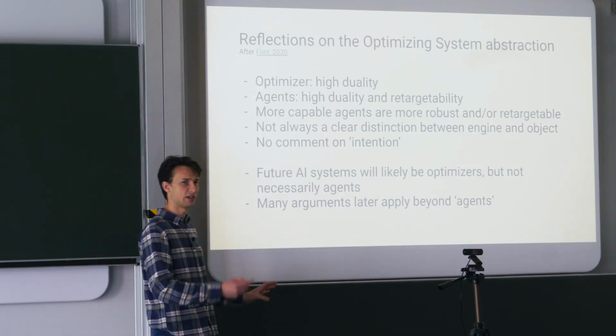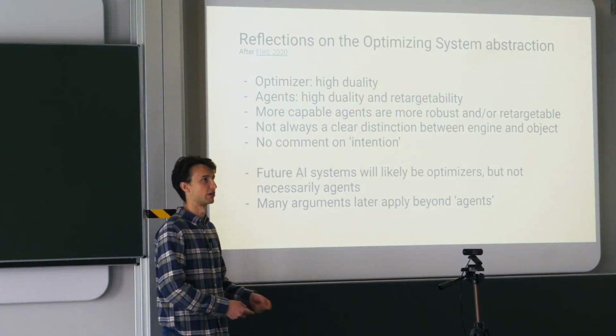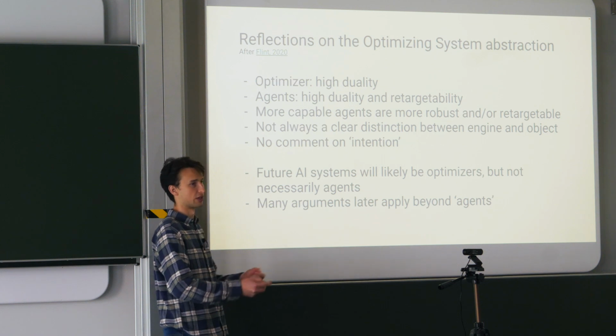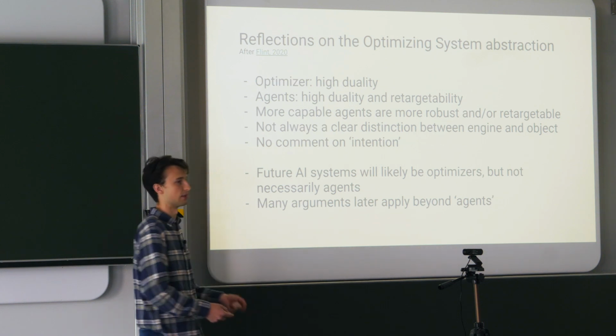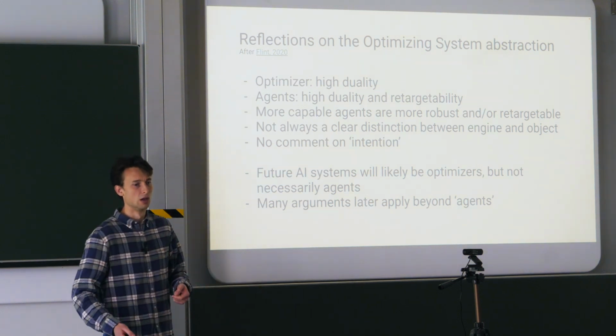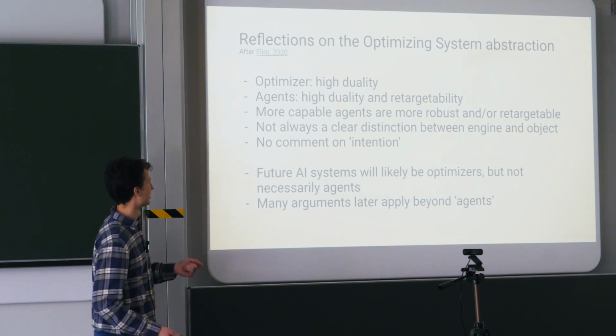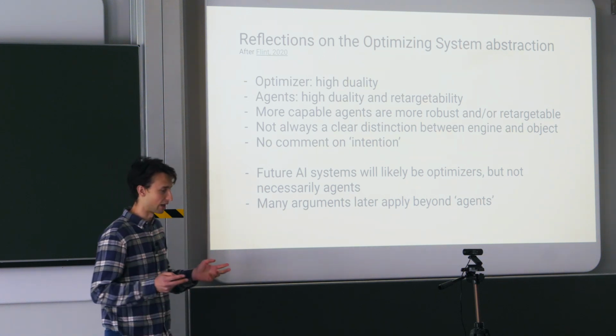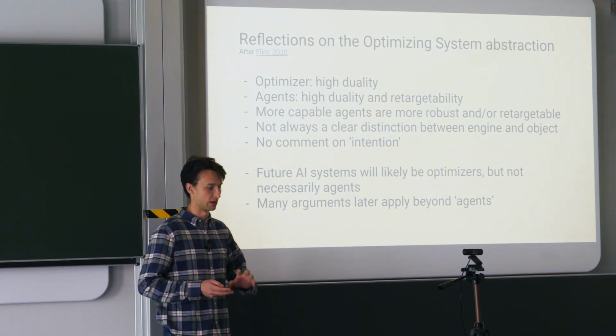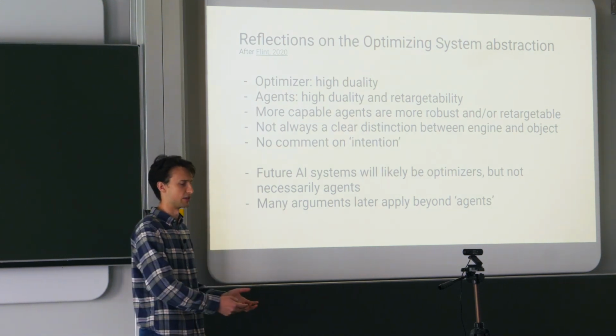Again, these are kind of fuzzy arguments, but I think it's instructive to think about different physical systems that display these sophisticated behaviors, to think about how future AI systems might look. So in this case, an agent being capable corresponds to both increased robustness and increased retargetability.